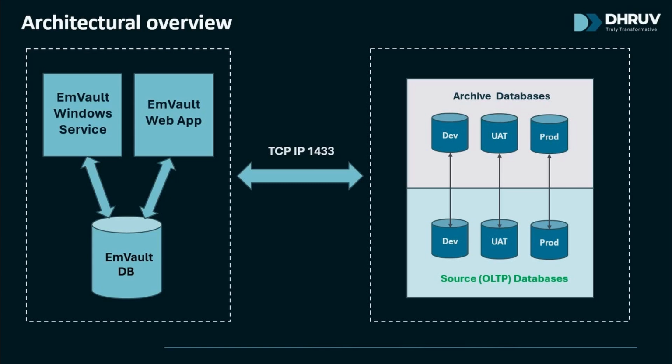The Windows service handles the core operations in the background. EmVault connects to your source OLTP database to archive and purge records and stores archive data securely in a separate archive database. With EmVault, managing your critical data is efficient, secure, and fully automated.